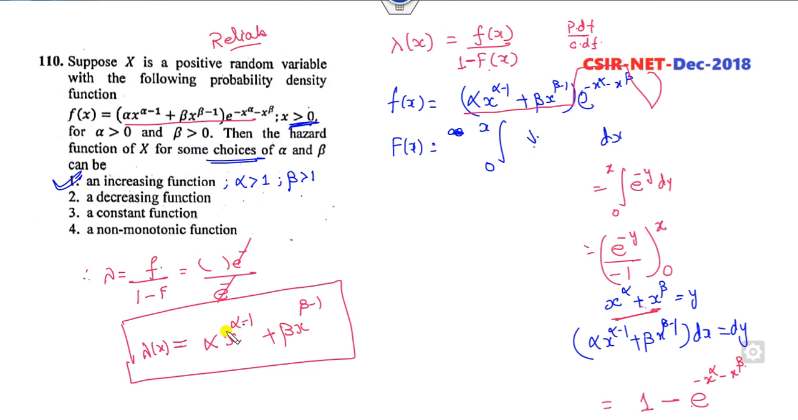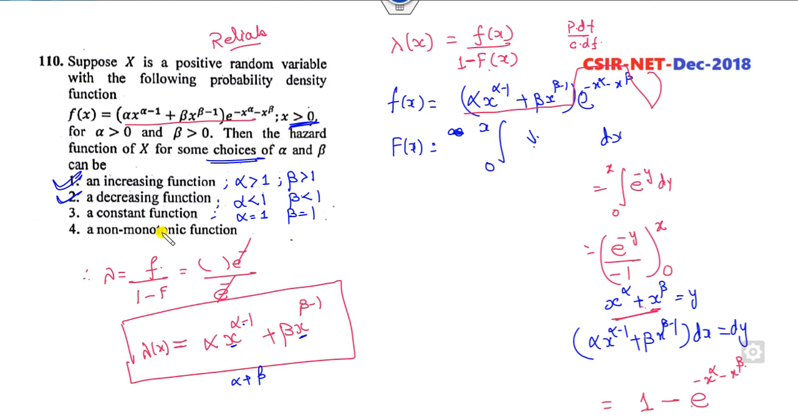What about the other? Can it be a decreasing function? Yes, whenever you take alpha less than 1 and beta less than 1, it will be 1 over something, so it is a decreasing function. Is it a constant function? Yes, if you take alpha is 1 and beta is 1, this value will be 0, and anything to the power 0 is 1, so it will be alpha plus beta, that's a constant.